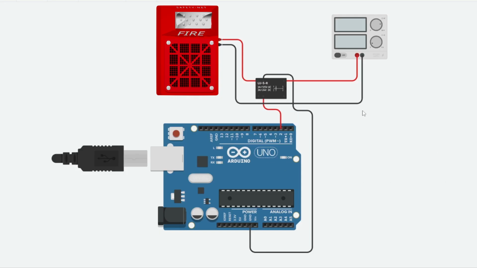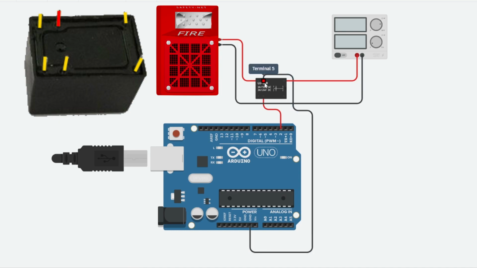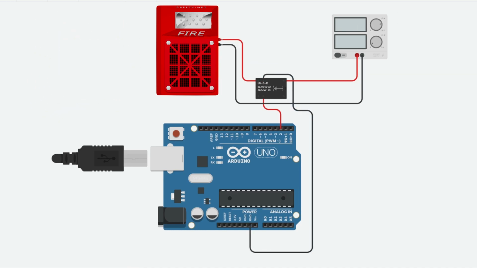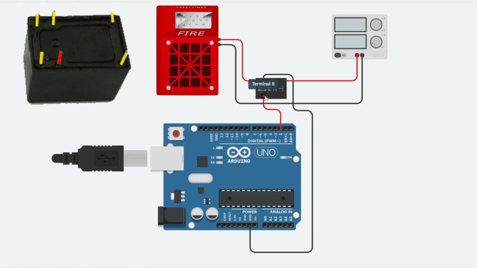So this is the circuit. What you have to do is plug a wire into the ground pin and then plug it into this terminal right here on your relay. And then take another wire, connect it to pin 2, and then connect it to this terminal, the one on the opposite side of the one you connected.